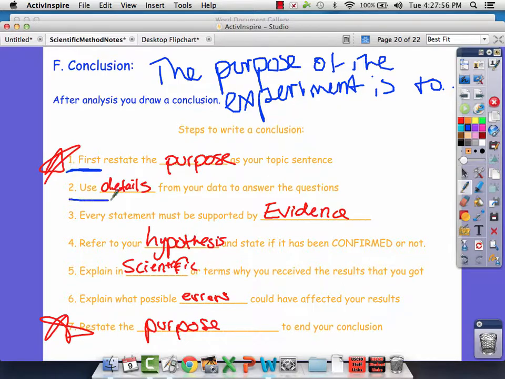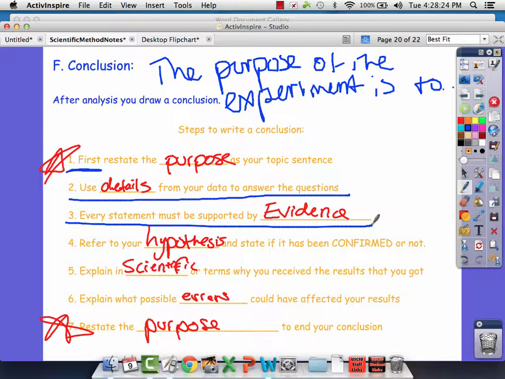After that, you need to use some details from your data to answer the questions. So for the purpose of the experiment we were explaining on the last slide about the growth of plants and the fertilizer, use some details. Say that Miracle-Gro had 7 inches on average of plant growth, or that Miracle-Gro had the highest growth. Then you need to back that statement up by saying that it grew 7 inches, whereas everything else grew around 2.